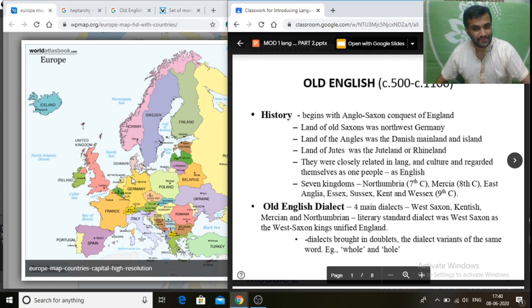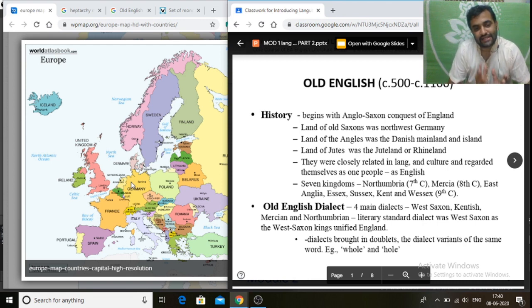And the earlier inhabitants, as I told you before the Romans came, were a set of Celtic tribes. They were called Britons. So Great Britain has its present name from the Celtic tribes, but the name English comes from Angles, Saxons, and Jutes, and the Old English period began in the year 500 AD. So that is the basic history.